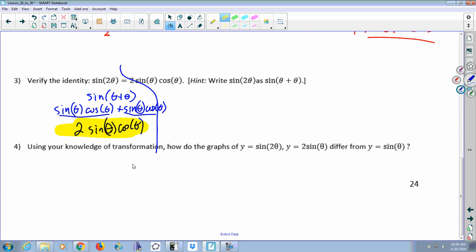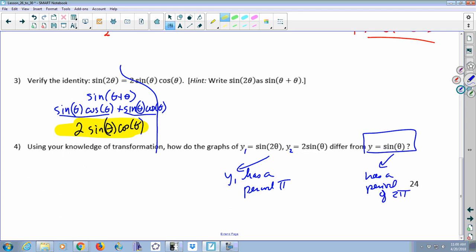So how do these first two here, let's call them y1 and y2, differ from our regular sine of theta function? How do they differ? Yeah, Hazel? Right, this function, y1, has a horizontal compression or shrinkage. Its period is pi, because it's 2 pi divided by 2, which is pi. Whereas this one has a period of 2 pi.